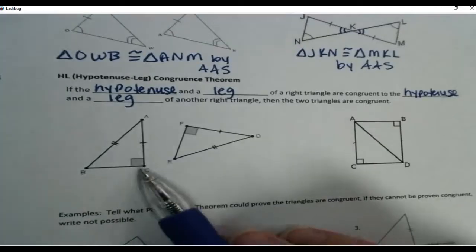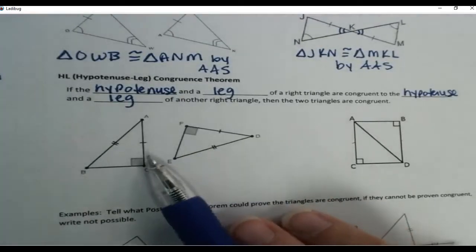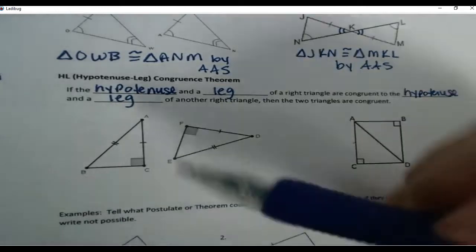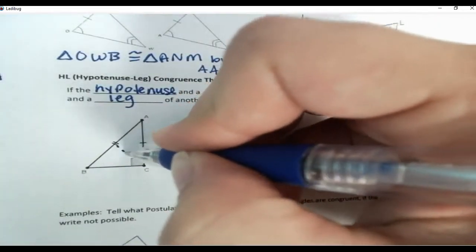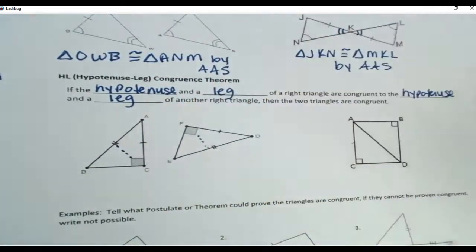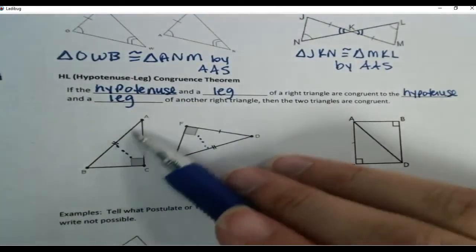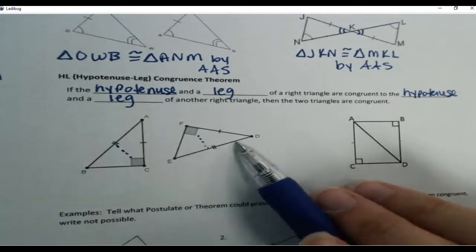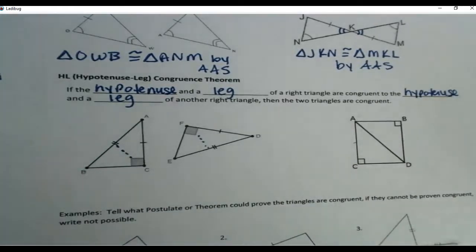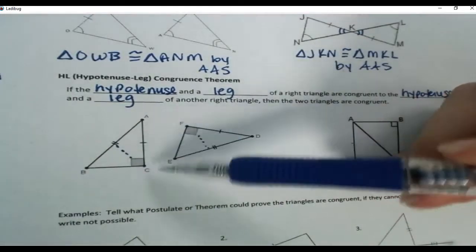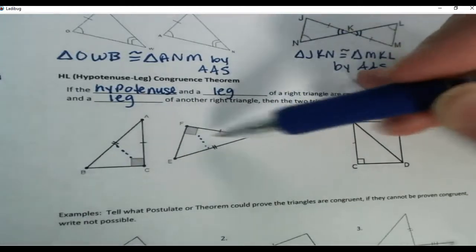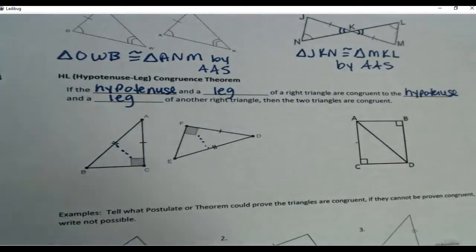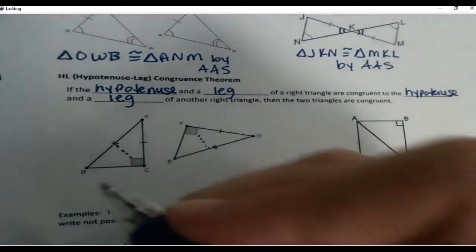So if we look at this first one, we have two right angles. I have my hypotenuse, which remember is always across from the right angle. So this hypotenuse AB has two tick marks. This hypotenuse ED has two tick marks, so then they're the same. And then we also have a leg AC is the same as this leg DF. So then we can assume it's hypotenuse leg.